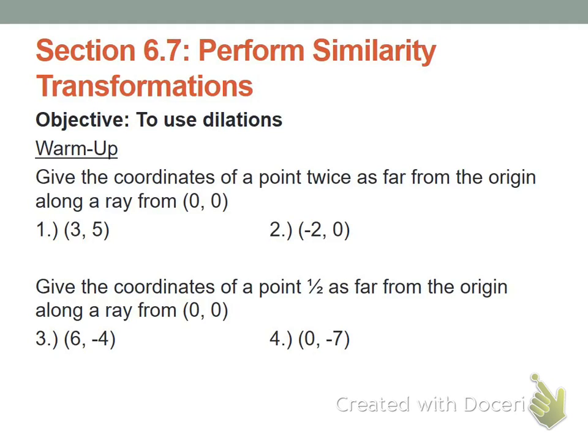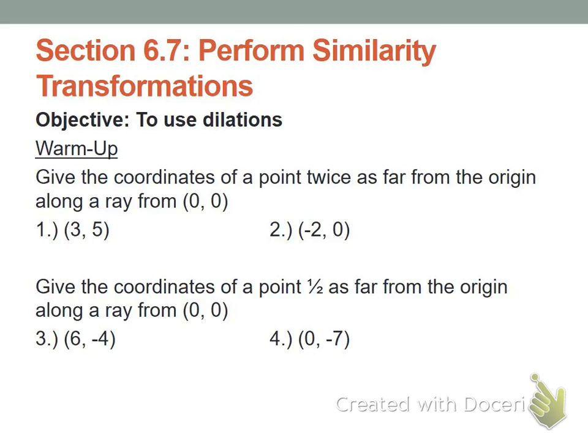Today we are wrapping up chapter 6 with 6.7, perform similarity transformations. We talked about transformations and I briefly gave you a little information about dilations earlier this year. Remember we had that other project that you got to take home where you made pictures. Okay, the dilations are actually, in my opinion, one of the easiest transformations to do.